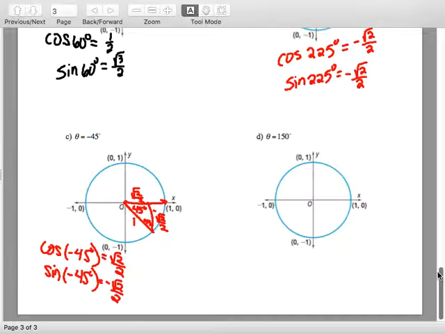Letter D, theta, 150 degrees. So sketch the angle. So you're never using a number bigger than 90 that's within a quadrant, not on one of the axes. But if it's like second, third, or fourth quadrant, in the quadrant, you don't use those big angles. You're either going to use 30, 45, or 60.